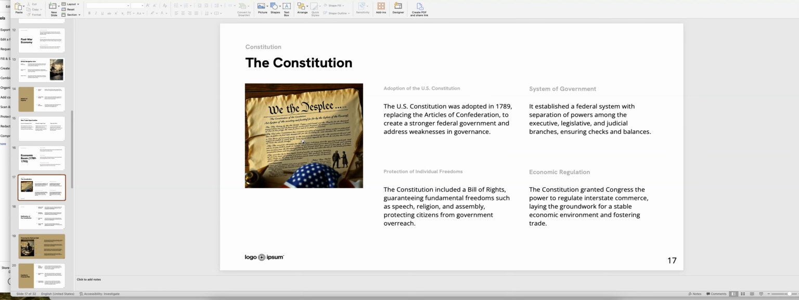Constitution, or as our AI-generated picture would say, we the despli. Yeah, AI and logo ipsum. Okay, let me pause here for a few moments.